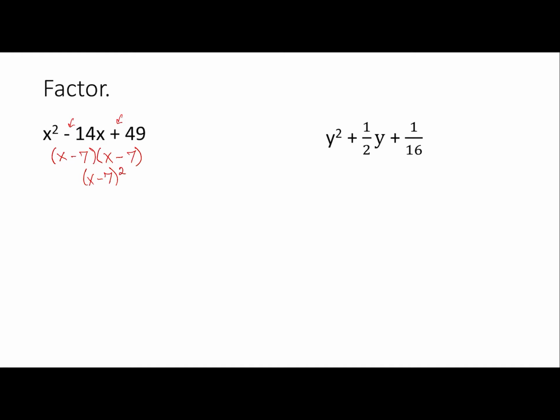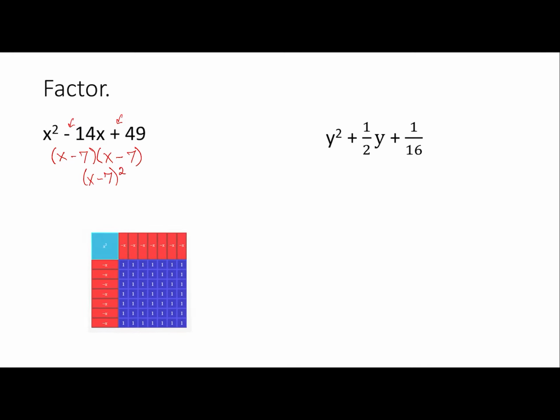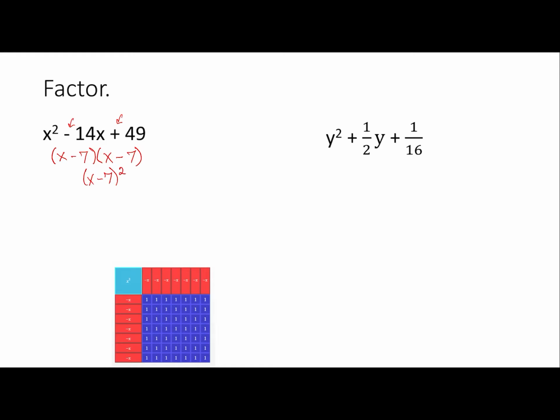If we look at this with an algebra tile format, we will see that we had x squared and then we had a total of 14 of those negative x's, 7 of them on one side and 7 of them on the other, and to fill in everything else we needed 49 little one tiles. So this is a perfect square. It has the same dimensions, x minus 7 and x minus 7, and made a perfect square, not a rectangle.